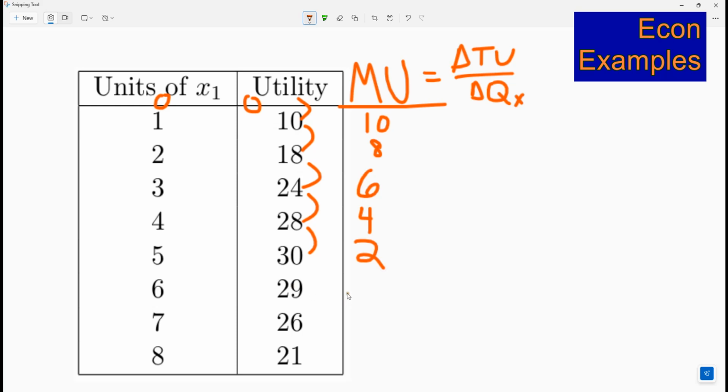We'll continue here, and then we get to 5. This is the best they can do because the next unit gives them 1 less. This is sometimes referred to as disutility, where you could say that at the 5th unit, this consumer is satiated or saturated with utility. They're not getting any higher. But it's totally possible to have negative utility, and that's how to calculate marginal utility from a table.